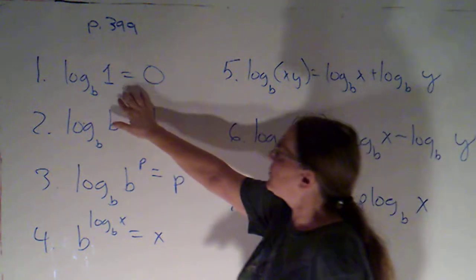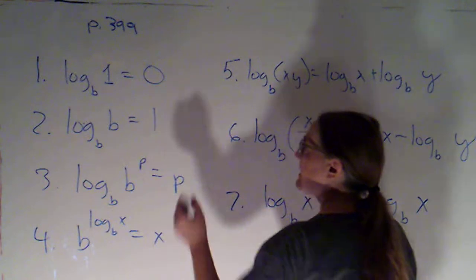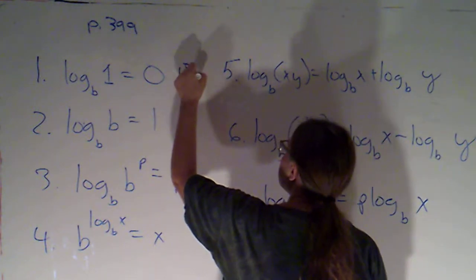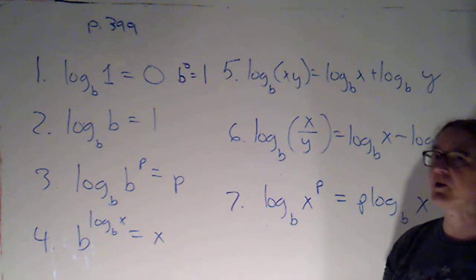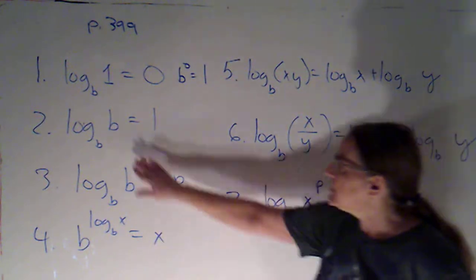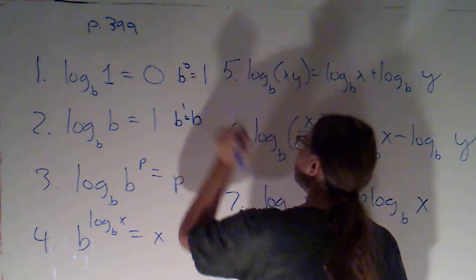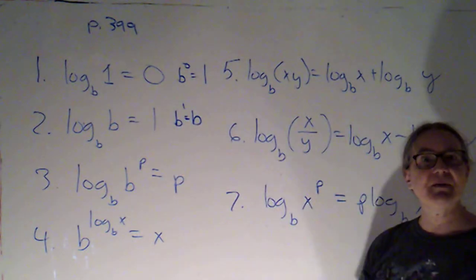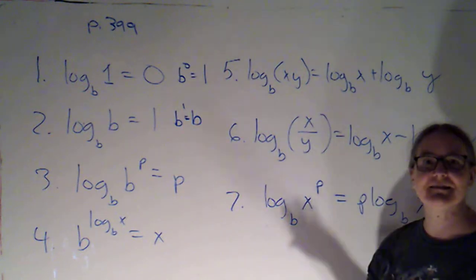So here, the log base b of 1 is 0. If I rewrite that in exponential form, that says b to the 0 is 1. That's my familiar rule that anything to the 0 power is 1. Log base b of b is 1. If I rewrite that in exponential form, I get b to the first equals b. That's my familiar rule that anything to the first power is itself.